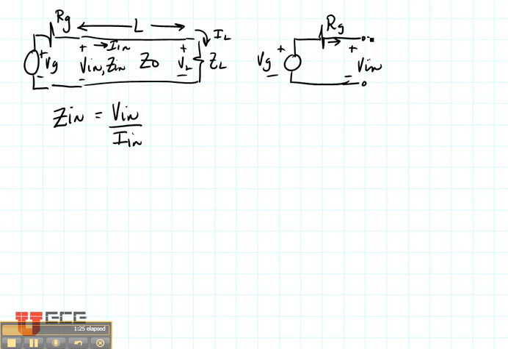But that's not a typical case, because we do in fact have this transmission line connected on here with its load on the end, and as a result Vin is not equal to Vg. So Zin is not simply determined by the generator, it's going to be determined by the combination of the generator and the transmission line. So let's go see if we can solve this problem.